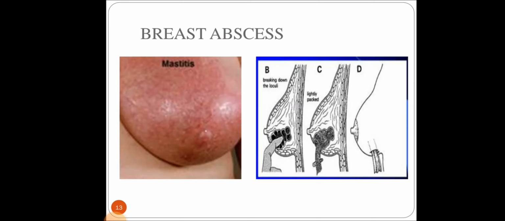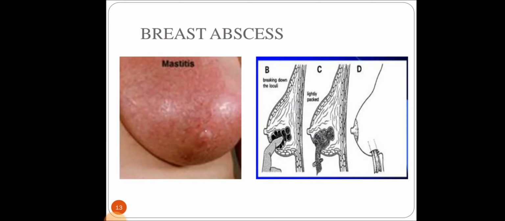And again, if it is untreated after the stage of abscess, what happens? The abscess will rupture. The abscess may rupture through the skin, and it results in necrosis of the skin of the breast. Then ulceration can occur, and purulent discharge will start coming from the nipple. And in addition to that, in non-lactational breast abscess, a paste-like material is discharged.